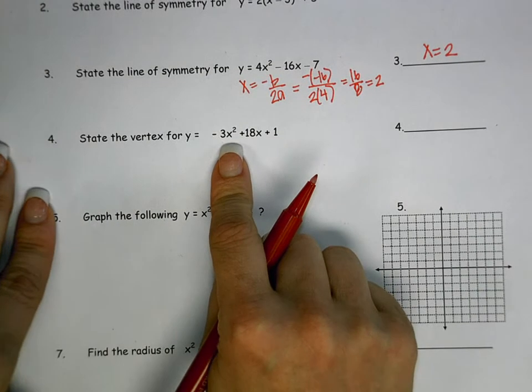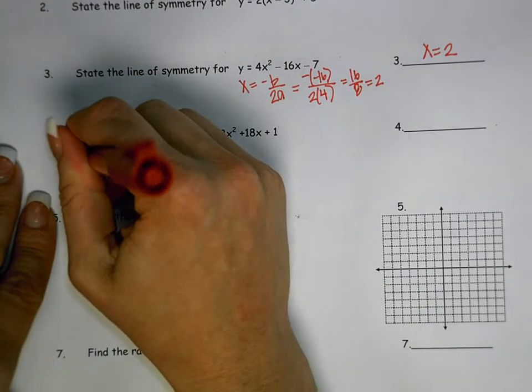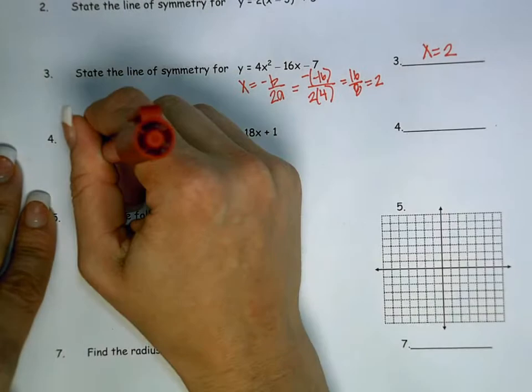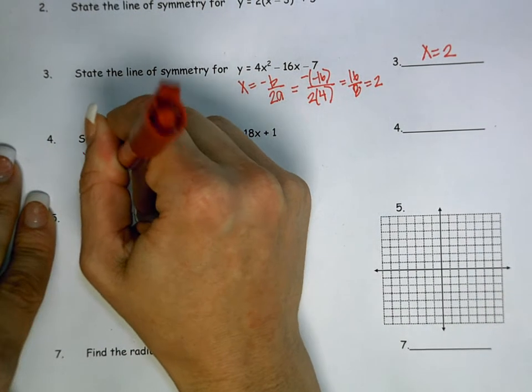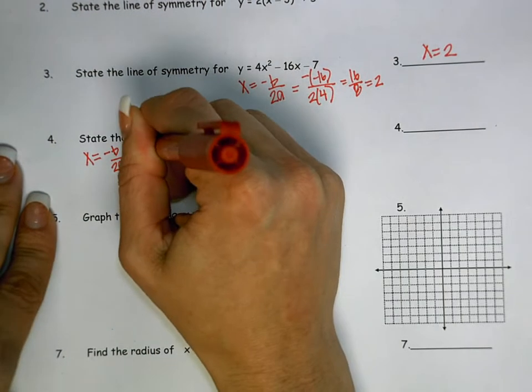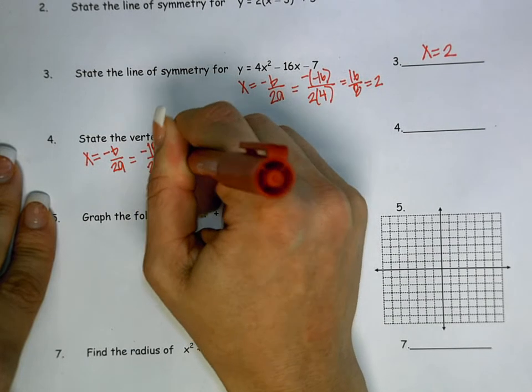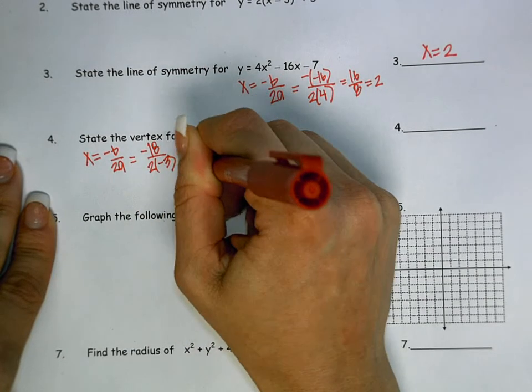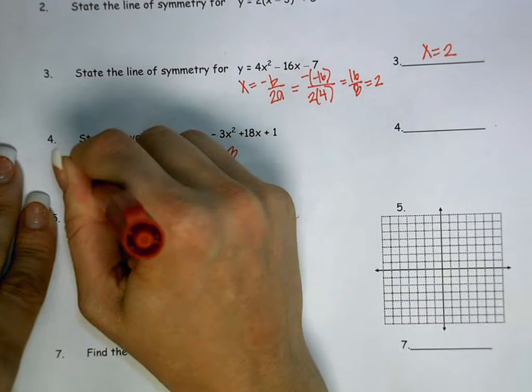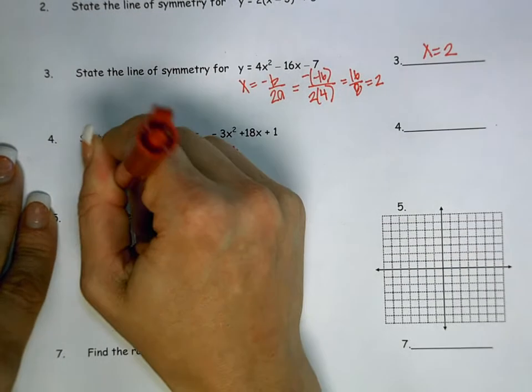State the vertex here. Two different ways you could do this. It's probably easier to find the line of symmetry first, so start with x equals -b over 2a. Plug things in. We got -18 over 2 times -3. -18 over -6 reduces to give you 3, so your x is equal to 3.